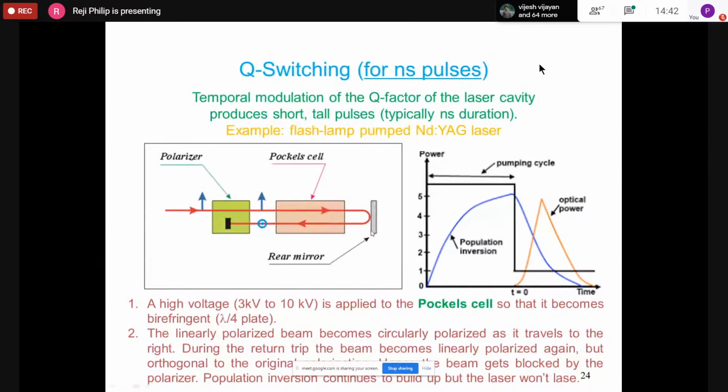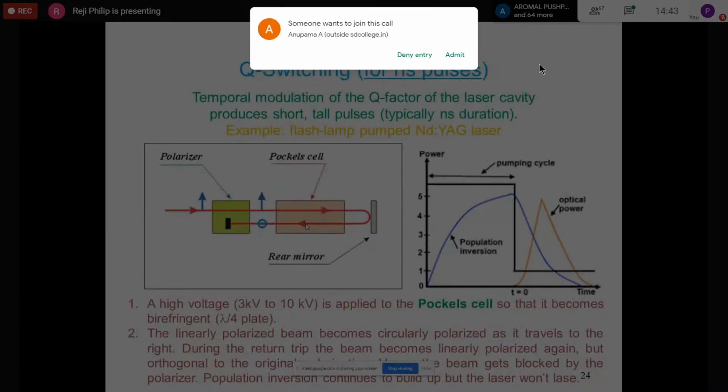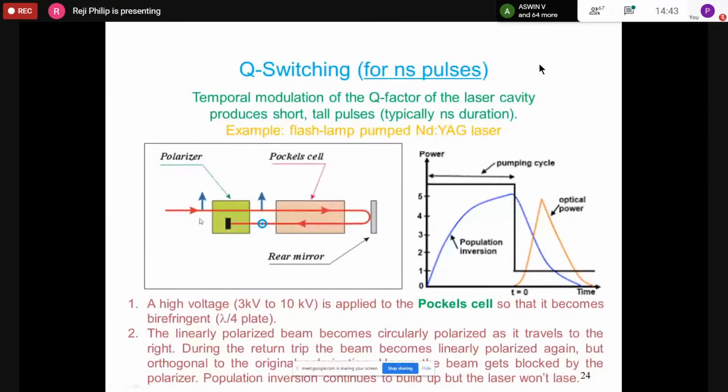Now there is the other mirror here, and it gets reflected at the other mirror, and when it comes back, the circular polarization becomes linear polarization again. In other words, if you started off with a vertically polarized beam like this, after two trips through the Pockels cell, it becomes horizontally polarized. If the returning beam is horizontally polarized, then it will not pass through the polarizer, because this polarizer allows only vertically polarized light. So it stops, and there is no round trip in the laser cavity.